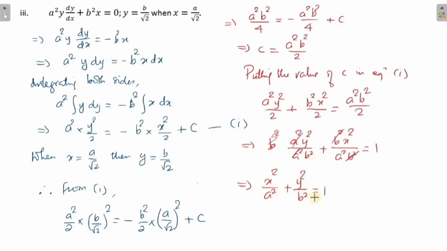Now if you observe this, this is the equation of an ellipse, isn't it? So this is the required particular solution for the given question. Okay, so you may pause the video and note down your solution.